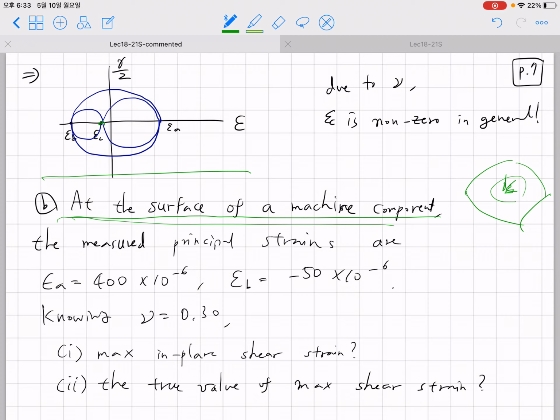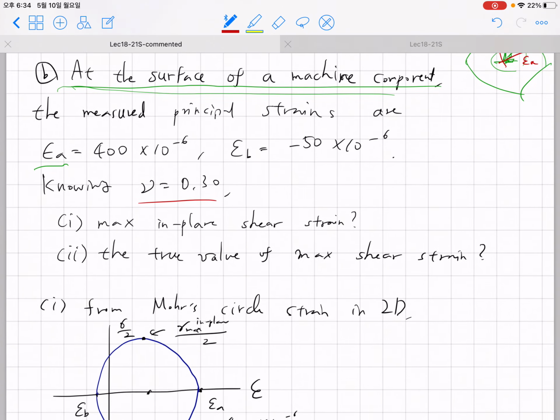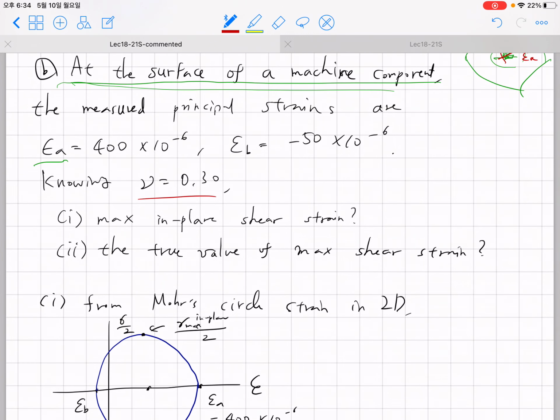After obtaining the three strain components, you can obtain the in-plane principal strains out of the Mohr circle for strain analysis, and the result turns out to be this: epsilon A along one principal axis is 410 times 10 to the negative 6, and along the other principal axis you have negative 50 times 10 to the negative 6 strain. There is no dimension for strain, and the Poisson ratio turns out to be 0.3. The problem asks two questions: what is the maximum in-plane shear strain, and what is the true value of the maximum shear strain?